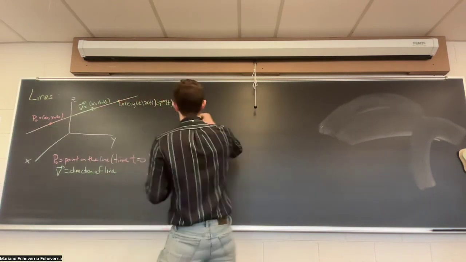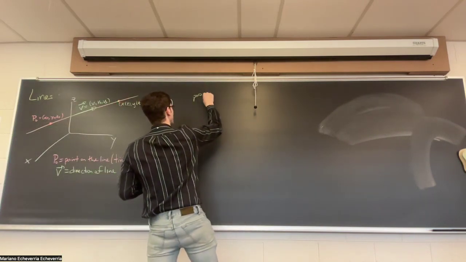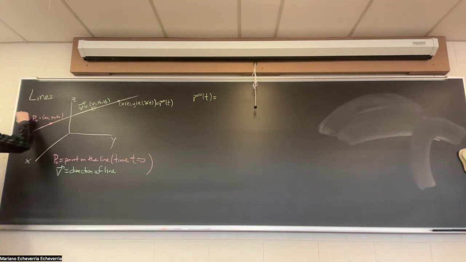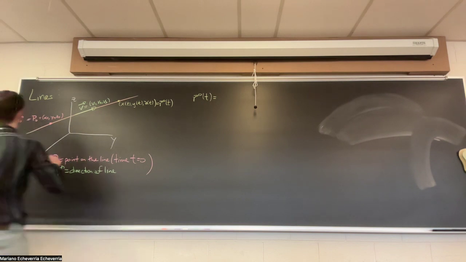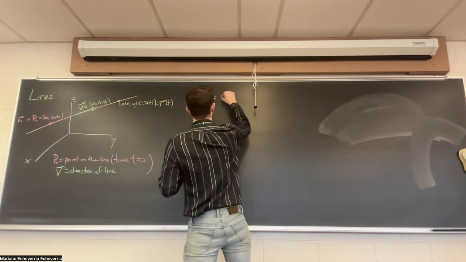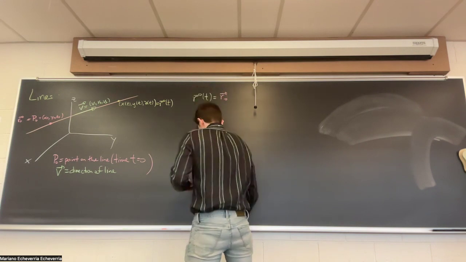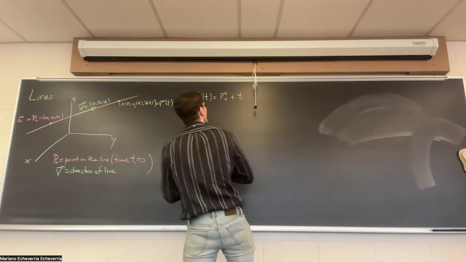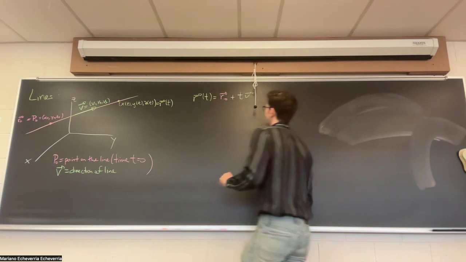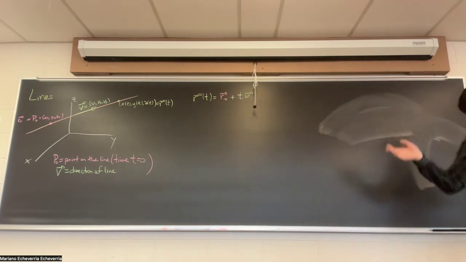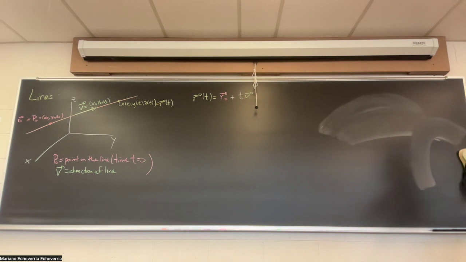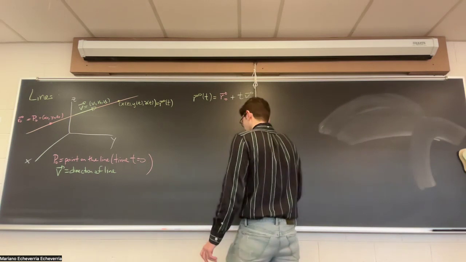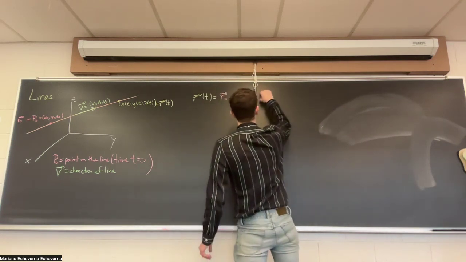So the equation of the line is that your position at time t is your initial position, let's call that r naught, plus t times the velocity vector. So you just move along the velocity vector. That's the vector version of the equation of the line, and this is called the vector equation of the line.